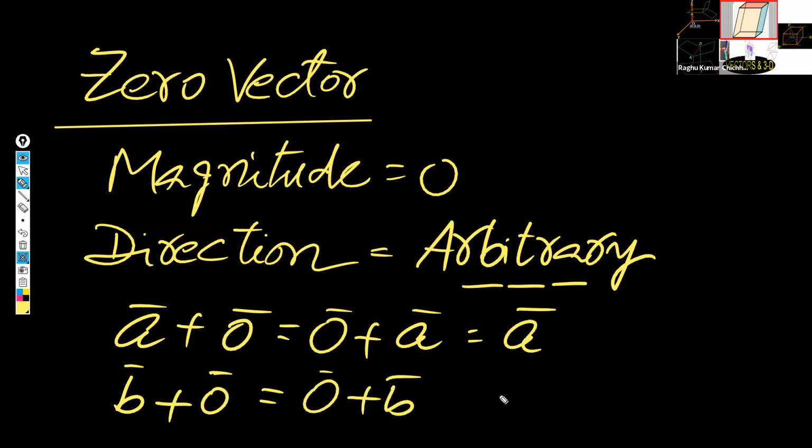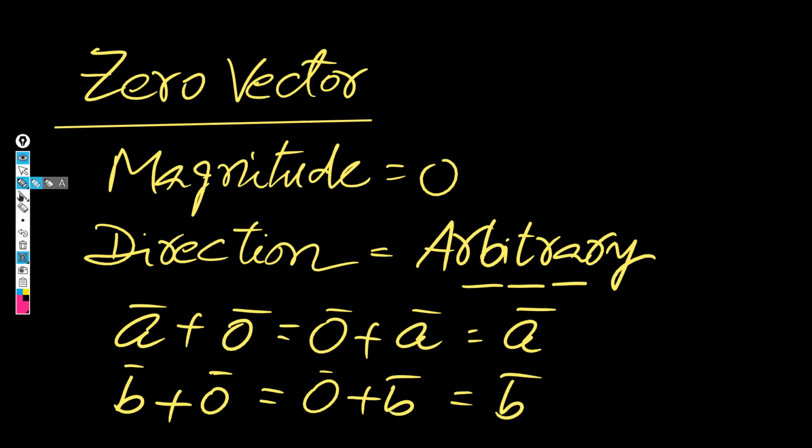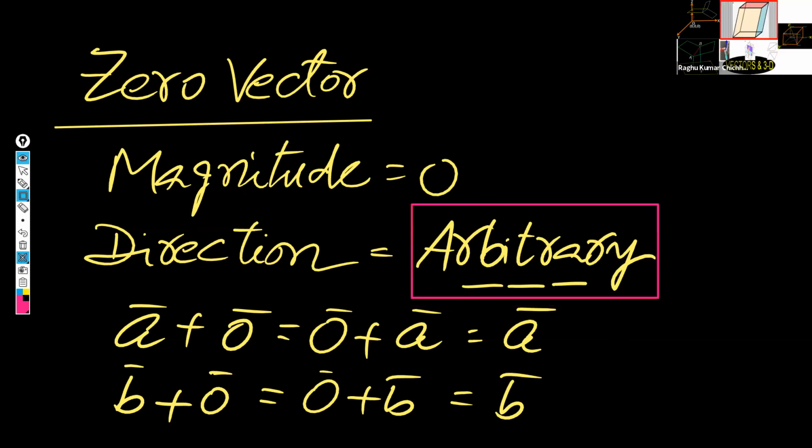Addition of vectors is possible only when they are in the same direction. If the zero vector has a fixed direction, it cannot be added to all the vectors. So that's the reason why this is a very important point: for a zero vector, the direction is arbitrary. Very, very important point, please. Direction of zero vector is arbitrary.